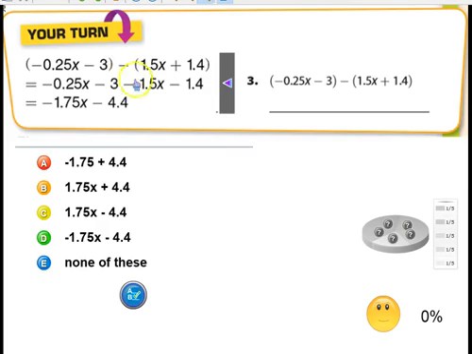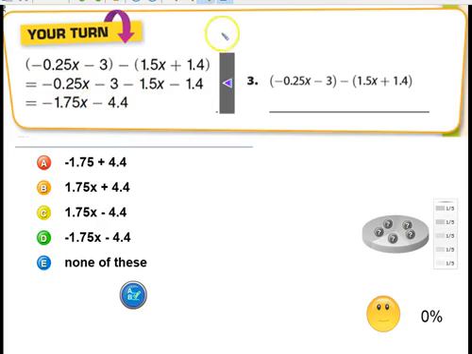Okay? So you're adding negative 3 and negative 1.4 together to get negative 4.4. Then you're going to add the negatives together, 1.5 and 0.25 to get negative 1.75.